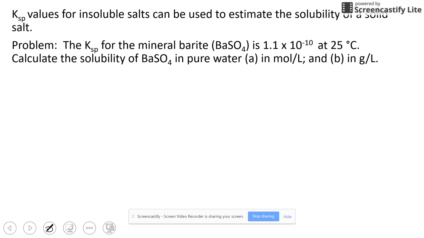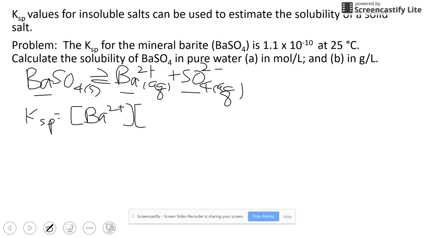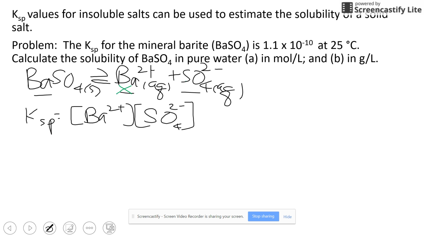Okay, let's write out the equation first. You have barium sulfate, solid, in equilibrium with barium ion and the sulfate ion. You notice that the ratio is 1 to 1 to 1. So write the KSP. The chemical equilibrium expression is going to be equal to barium cation multiplied by the sulfate ion. So now let's say the solubility of barium is X, sulfate is going to be X also, right? Because the ratio is 1 to 1.